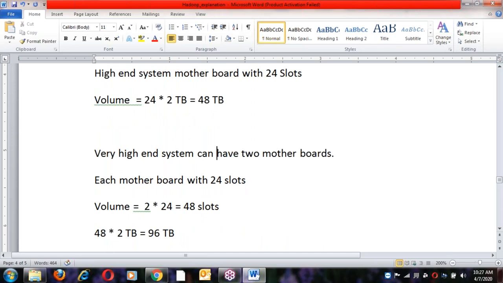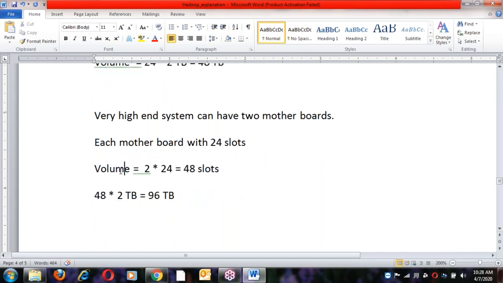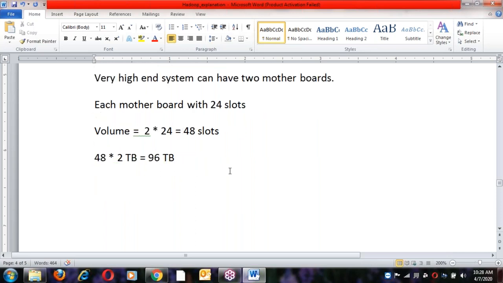A very high-end system can have two motherboards, each with 24 slots. So the total is 48 slots. What is the total capacity? 48 into 2 TB is 96 TB. So finally here it's 96 TB. It's a very high-end system.